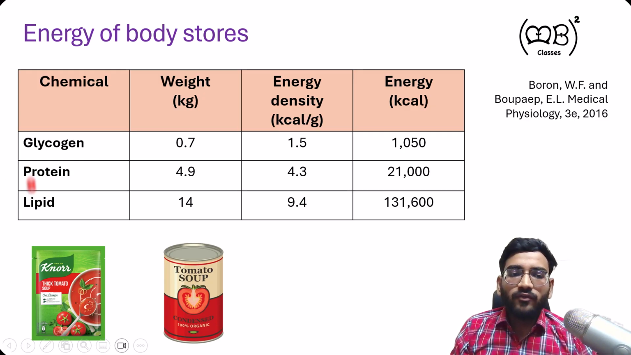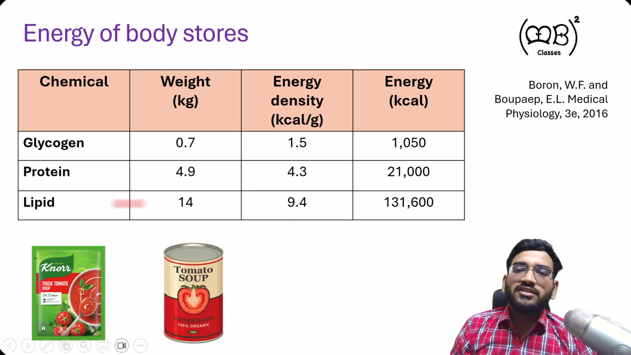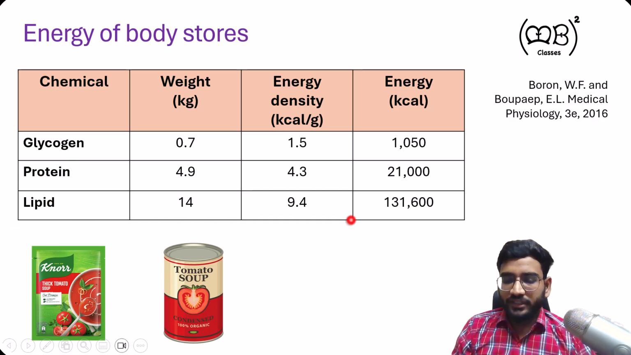But from lipid, around 20% is stored in the form of lipid. So in a 70 kg person the lipid would be 14 kgs, and the energy density is the maximum, 9.5 kilocalories per gram. So the energy stored in the lipid is 131,000 kilocalories. So if there is enough availability of water, the lipid can sustain you for about 30 to 60 days.